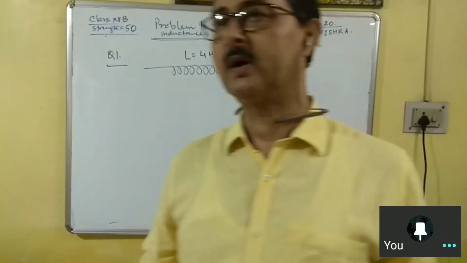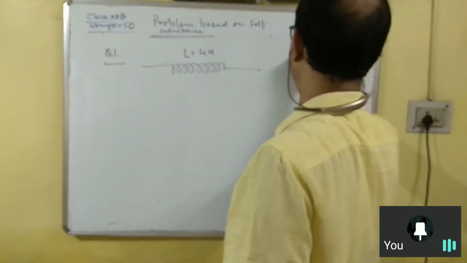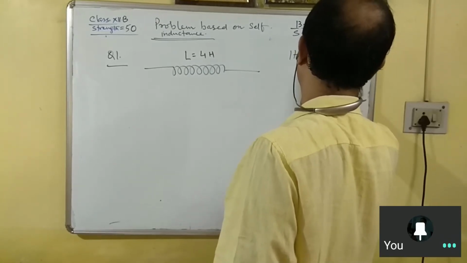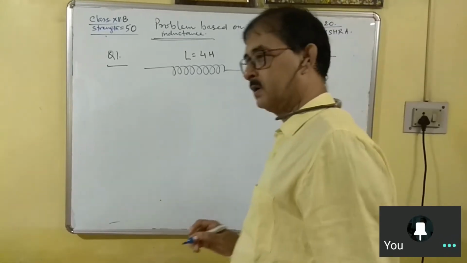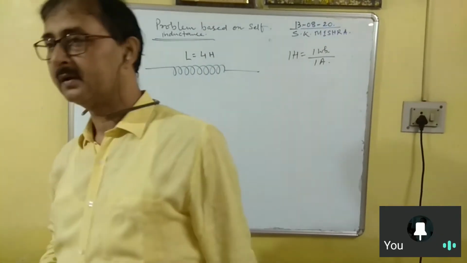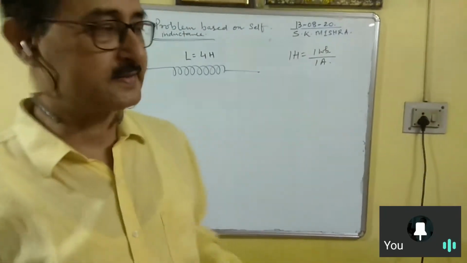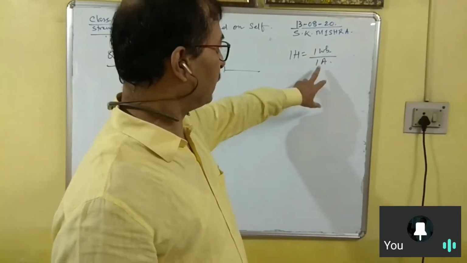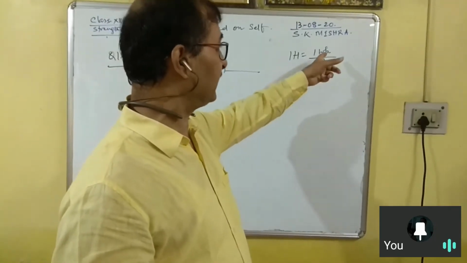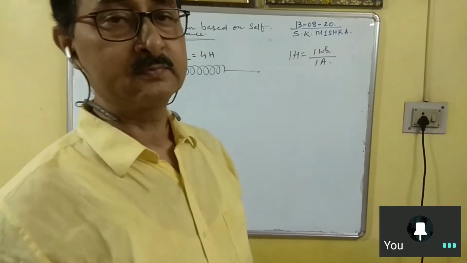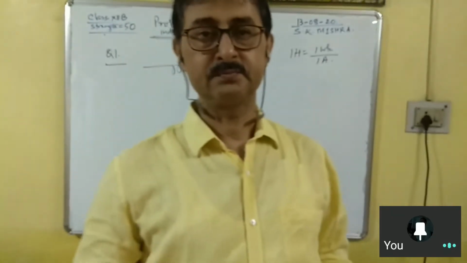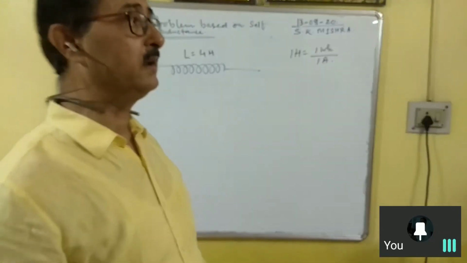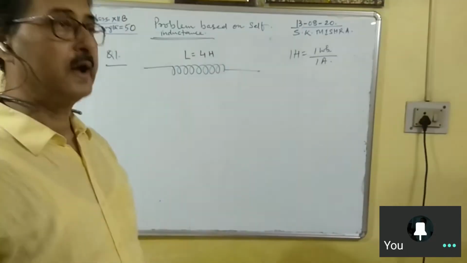1 Henry means 1 Weber per 1 ampere. Self-inductance of a coil is said to be 1 Henry if a current of 1 ampere flows through it and the flux linked with the coil is 1 Weber, that is 1 Tesla meter square. Then the self-inductance of the coil is said to be 1 Henry.